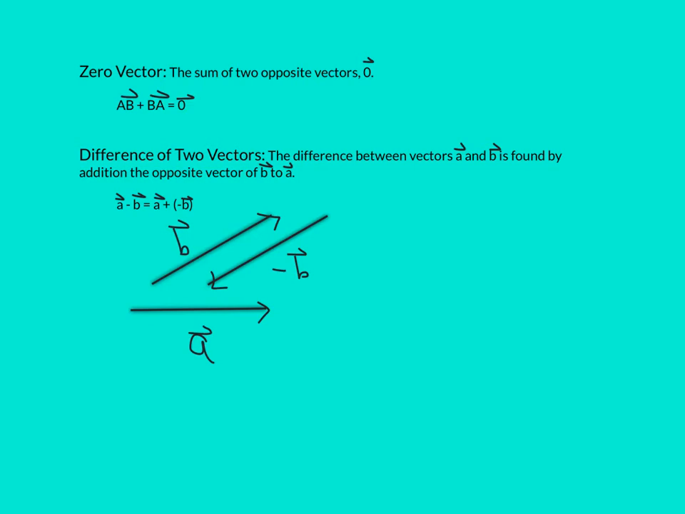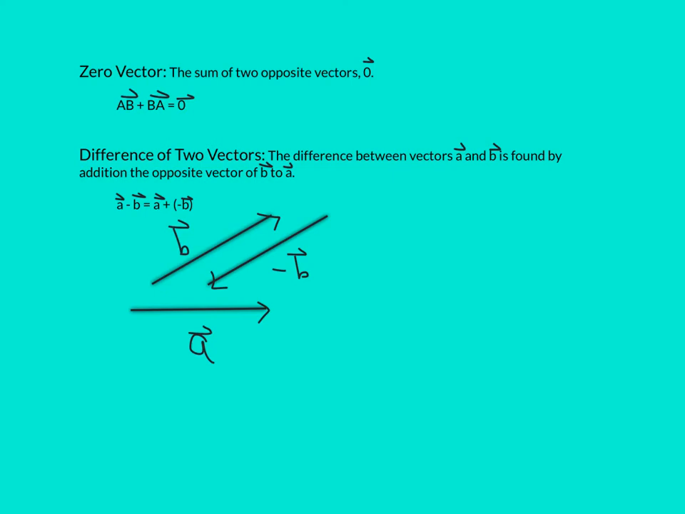Now remember that even with subtracting with numbers, for instance, 3 minus 2, well, that's the same as saying 3 plus negative 2. So that's exactly what we're going to do with vectors. The difference between two vectors is found by adding the opposite vector. So A minus B is equal to A plus negative B.